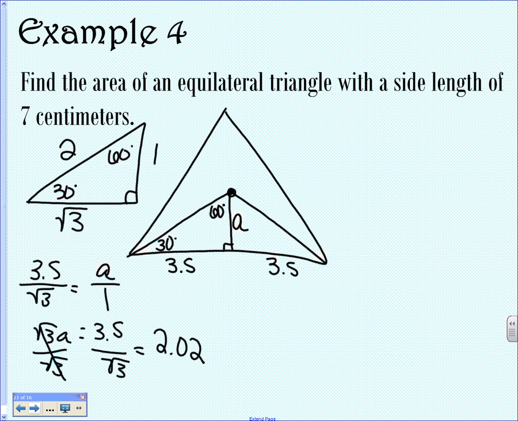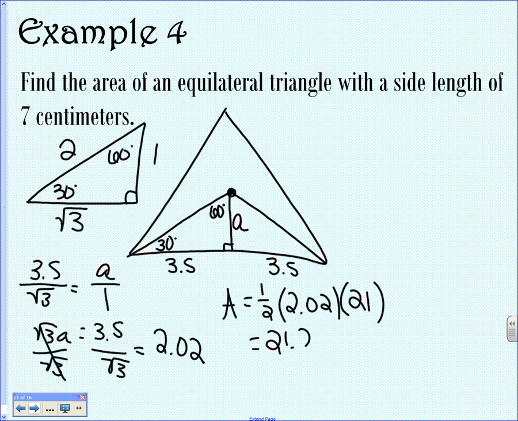Okay, so area formula is 1/2 times 2.02 times what? The perimeter, which is 21. Okay. So what is your actual answer? Okay. Centimeters squared.